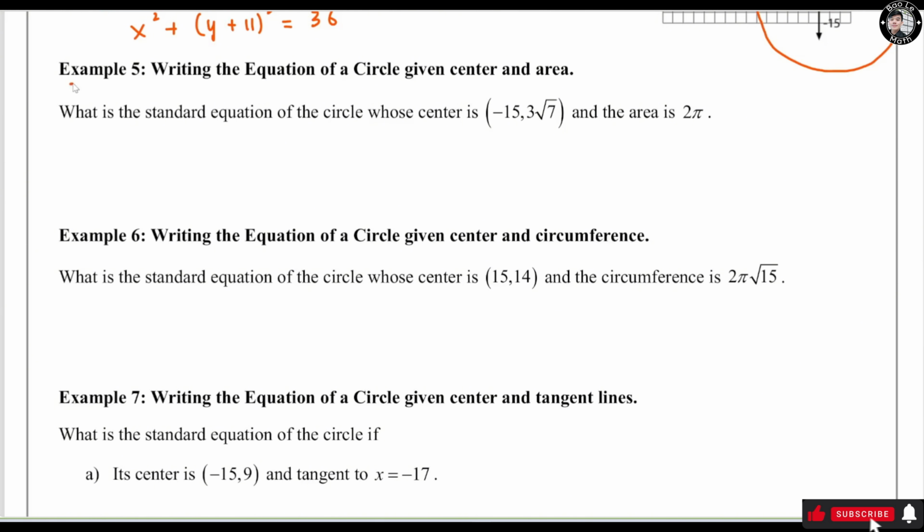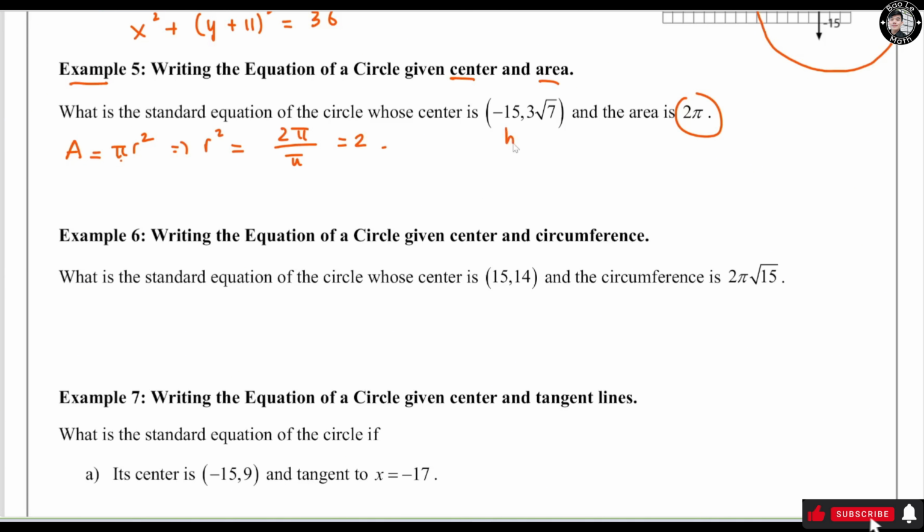Now, example number 5. Write the equation of a circle given the center and area. Remember, the area of the circle is pi r squared. From this formula, we can solve for the radius. So radius squared equals the area, which is 2 pi right here, divided by pi right here. So it is 2, we are done.